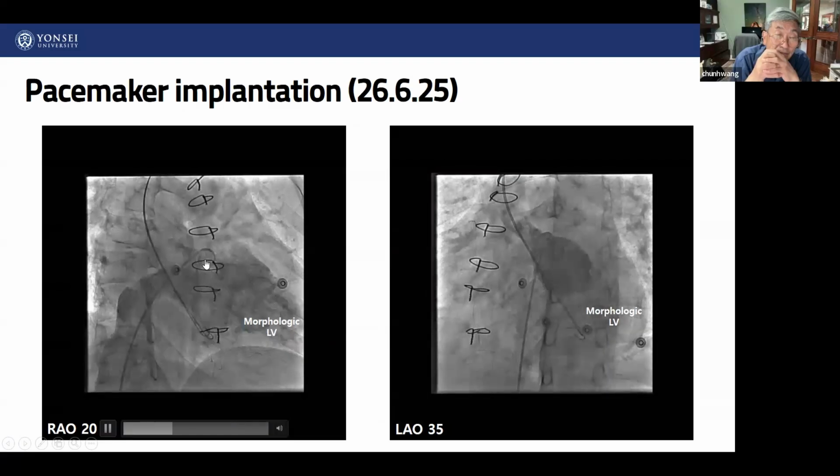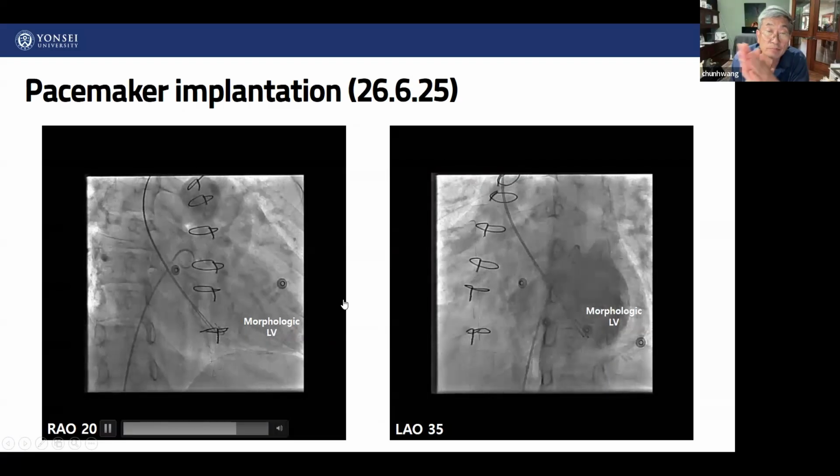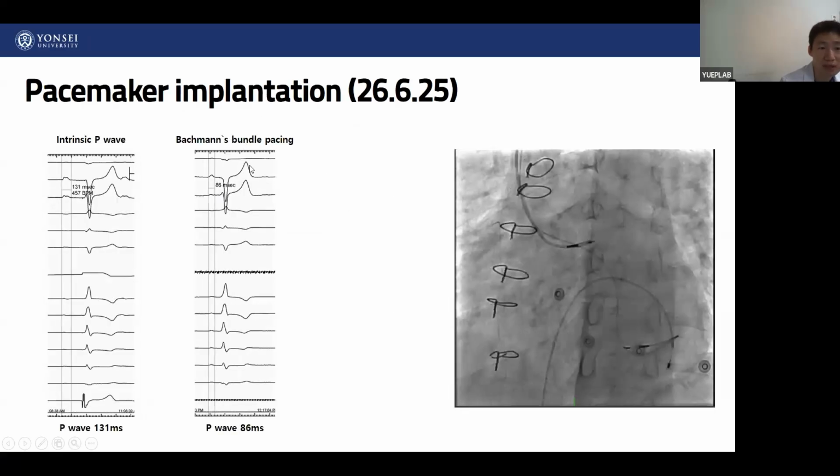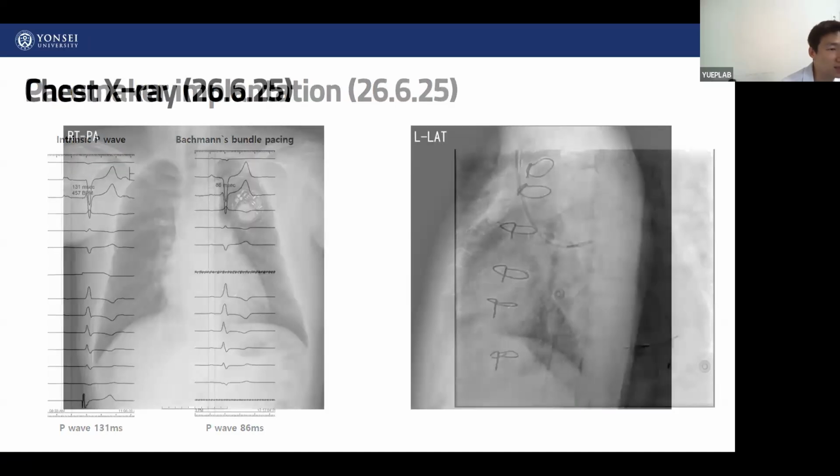The procedure: we first did the angiography, and we put the LBB pacemaker, and we can see the LBB area pacing. We also did the Bachmann bundle pacing. The reason for the Bachmann bundle pacing is that there was no RA appendage for this patient. One advantage of Bachmann bundle pacing is that it is a safe area where the lead can be implanted very stably. So that's why we did the Bachmann bundle pacing.